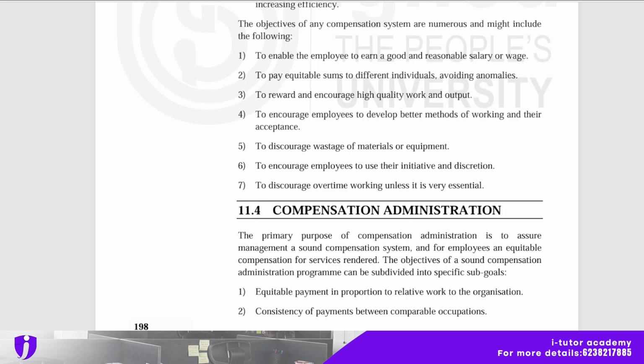And third one is to reward and encourage high quality work and output. And fourth one is to encourage employees to develop better methods of working and their acceptance, and to discourage wastage of material or equipment, and to encourage employees to use their initiative and discretion. And next is to discourage overtime working unless it is very essential.